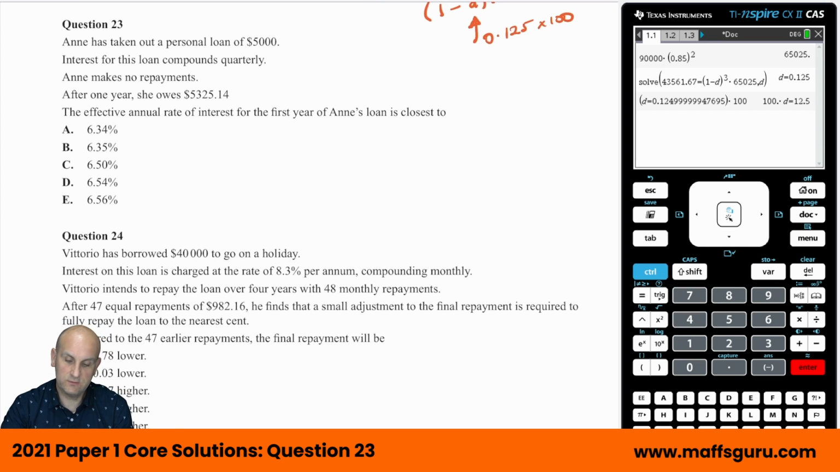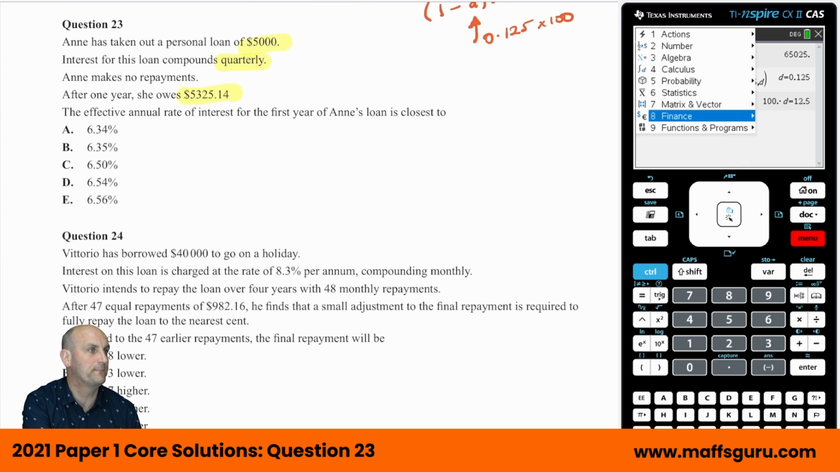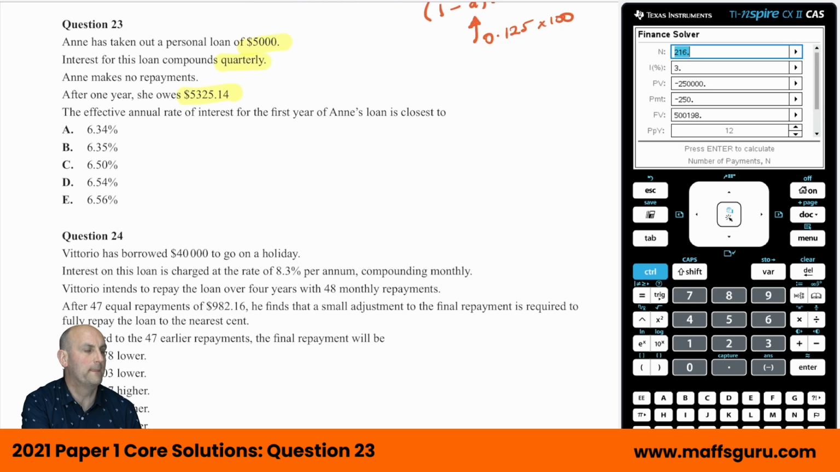Anne has taken out a personal loan of $5,000. The interest for this loan compounds quarterly and makes no repayments, and after 1 year she receives that. The effective annual rate of interest for the first year of Anne's loan is closest to. I'm going to fire up the financial solver again. Okay, let's just delete all of this for the moment and let's go back up.